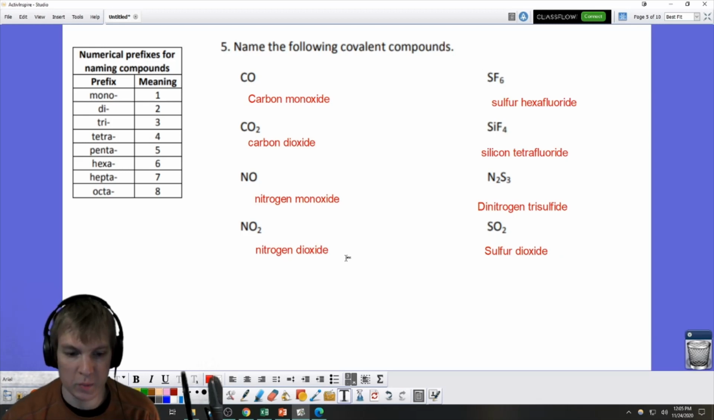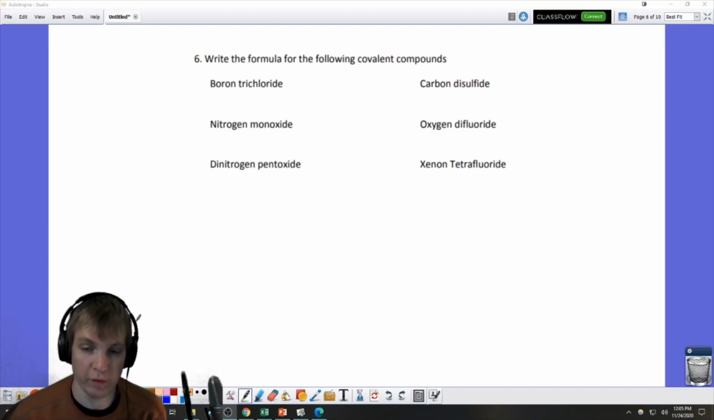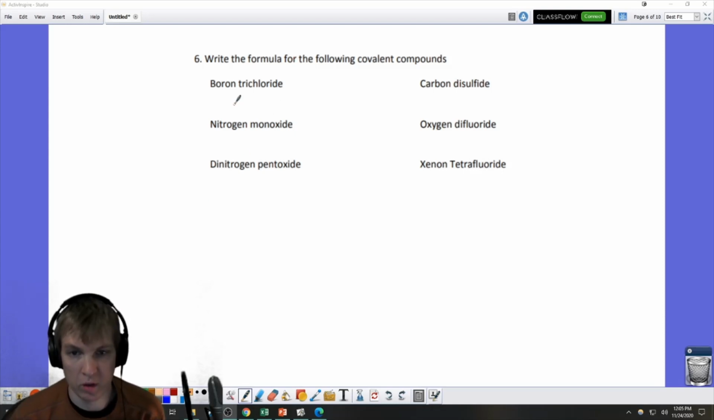All right, so that's practice problem number 5. Let's go ahead and work on practice problem number 6. So here we're doing the exact opposite, again doing a review of what we learned in the previous notes, taking the chemical name and trying to come up with a formula. So boron is abbreviated with the letter B, and chloride comes from chlorine, so we're going to put Cl. And the tri indicates that there's 3 of them, so it's BCl3.